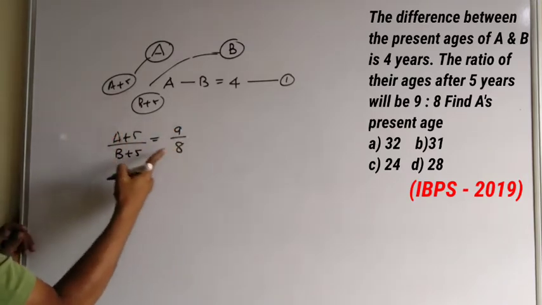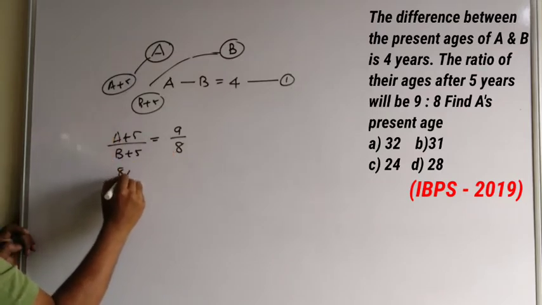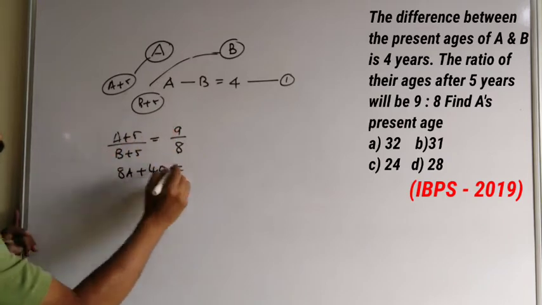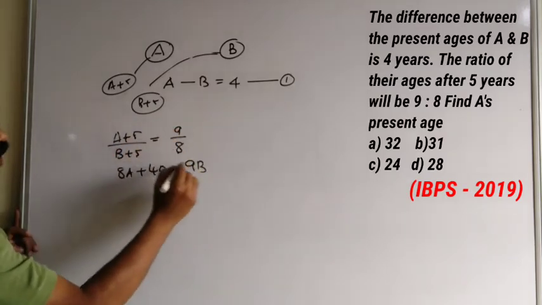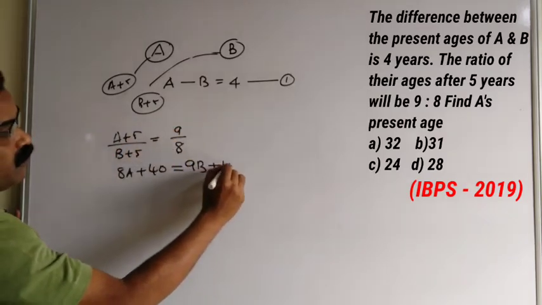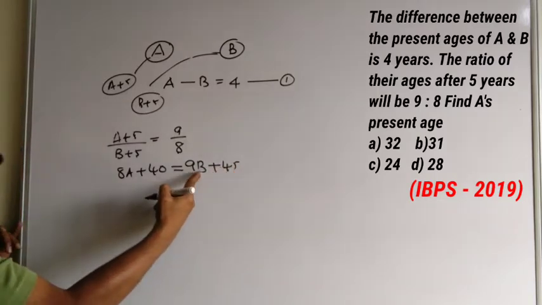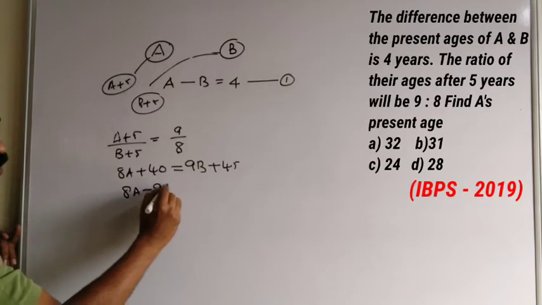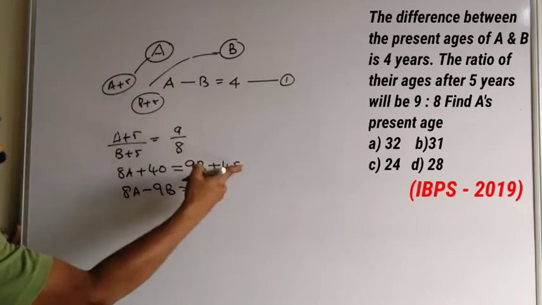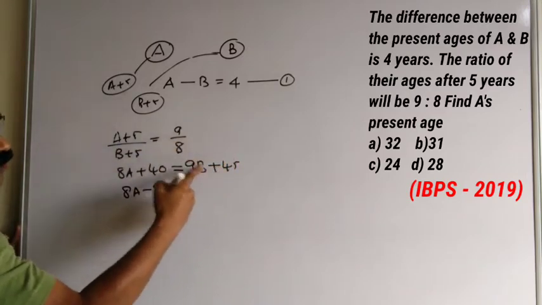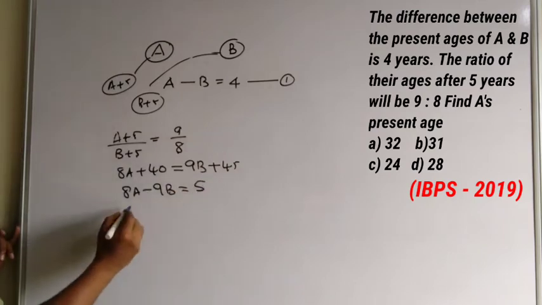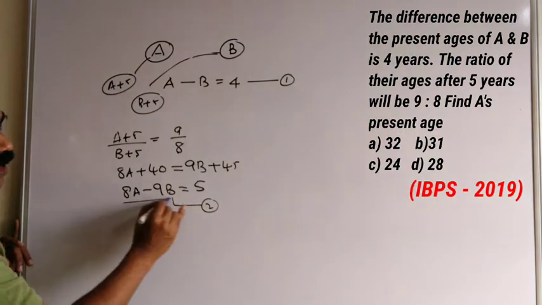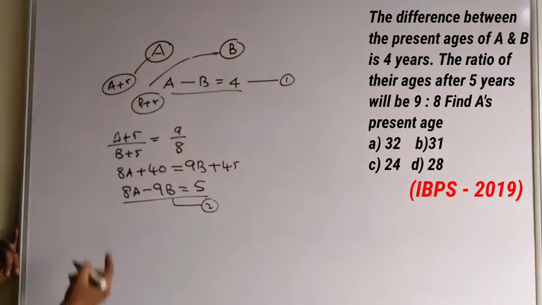When you cross multiply, what do I get? 8 into A, 8A, plus 8 into 5, 40, equal to 9 into B, 9B, plus 9 into 5, 45. So I can take 9B from this side to that side, and take the 40 to the other side. So 8A minus 9B equals 45 minus 40, equal to 5. So I got a second equation here. This is my second equation, and this is my first equation. Let me solve them.